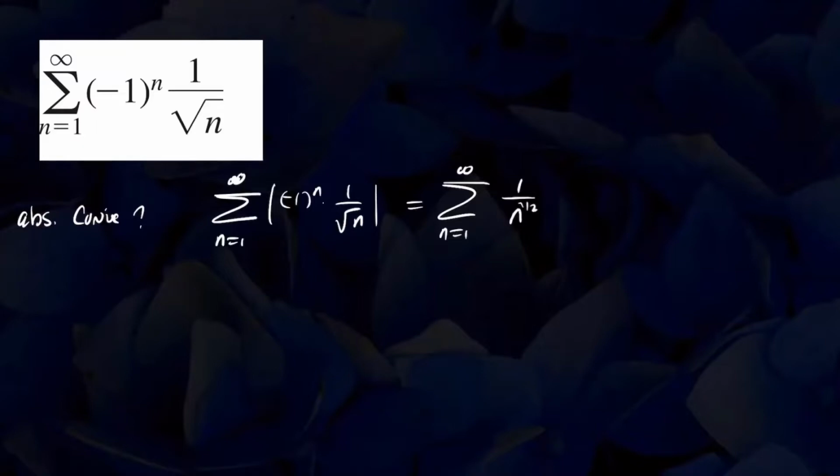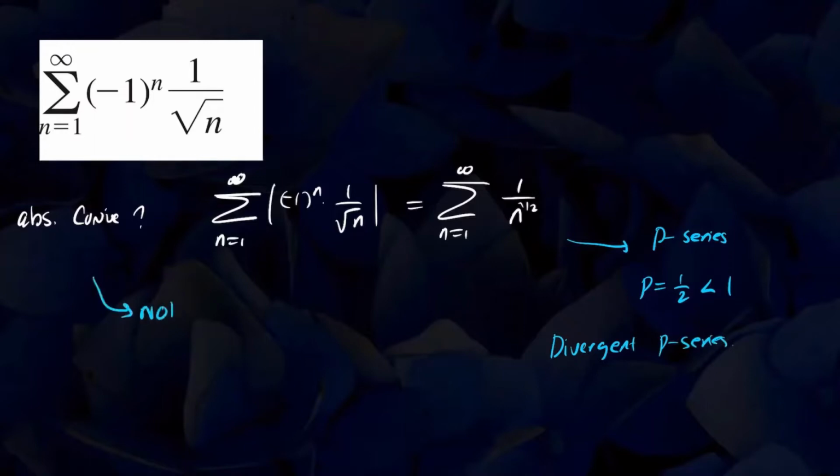Now you should realize that this is a p series, because it has the form of a p series. Your p happens to be 1/2, which is less than 1. So in that case, we know that this is a divergent p series. What that tells us is that this series is not absolutely convergent.